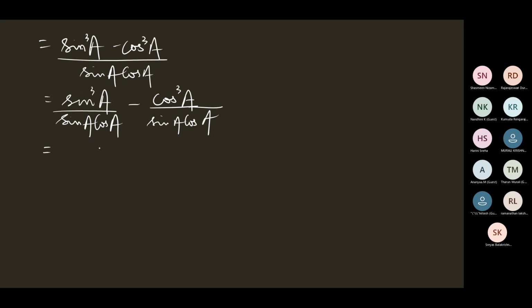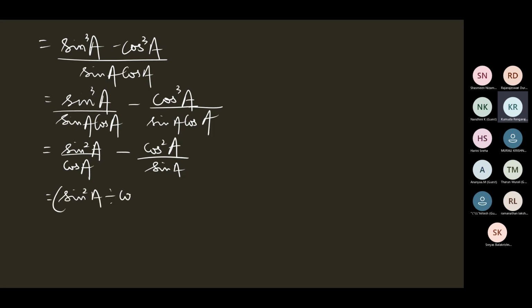Next what? Ma'am, cancel sine A and sine cubed A. So what will be left in the numerator? Sine square A by cos A minus cos square A by sine A. Somewhere close to the answer we are. Very good. Let me write it like this for you: sine square A divided by cos A minus cos square A divided by sine A.